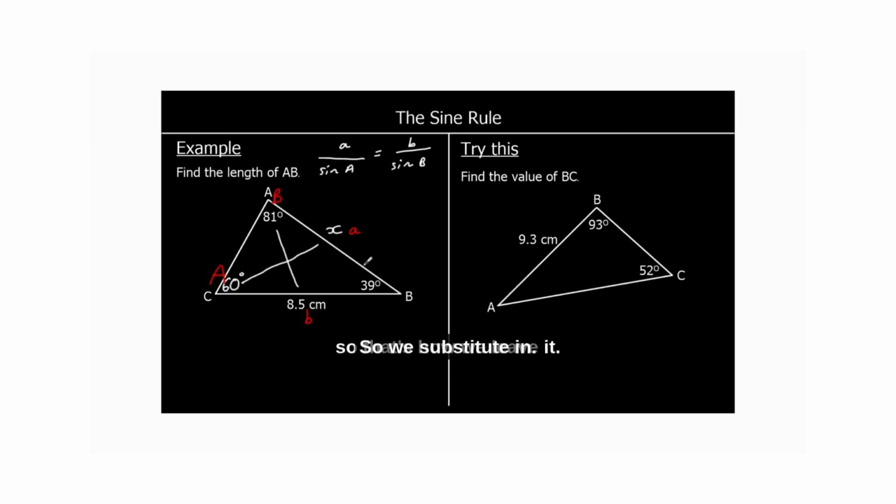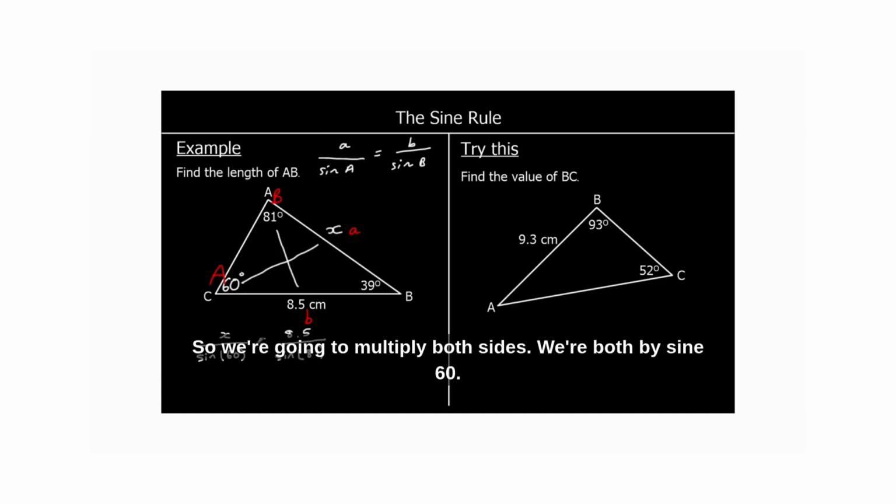So we substitute in. So A over sine A, so X over sine 60 equals 8.5 over sine 81. So X over sine with its opposite equals 8.5 over sine with its opposite. We want to get X by itself, so we're going to multiply both sides by sine 60.